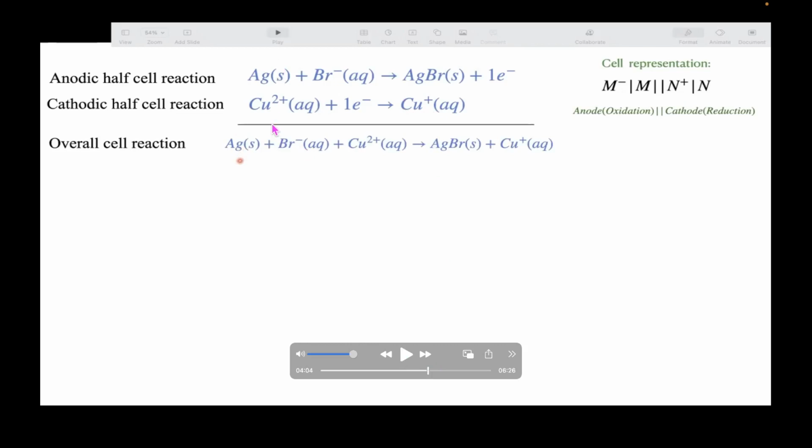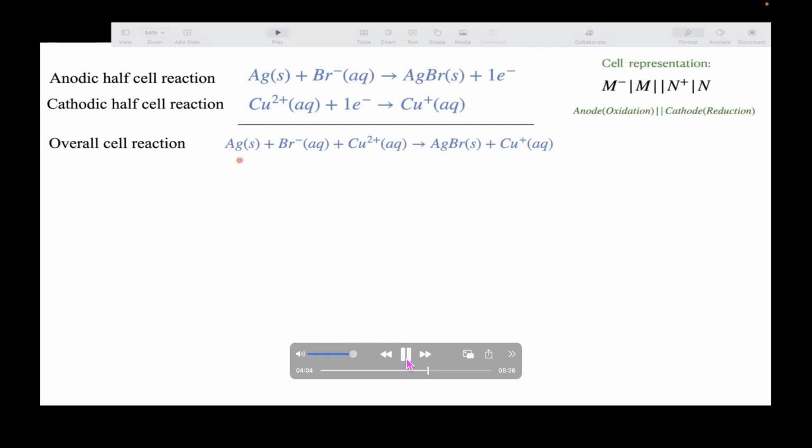So overall I have to combine these two reactions of the anodic and cathodic half cells to get the overall cell reaction. That will be Ag solid plus Br negative aqueous plus copper 2 plus aqueous, and these two will be balanced out, so they will cancel each other, giving me the product as AgBr solid plus copper plus aqueous.